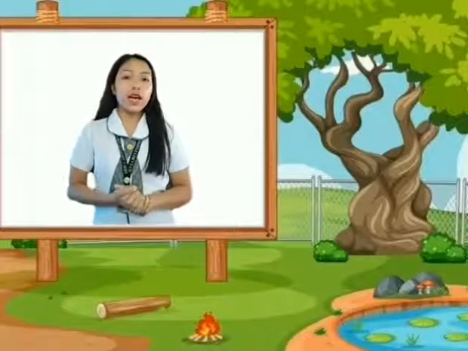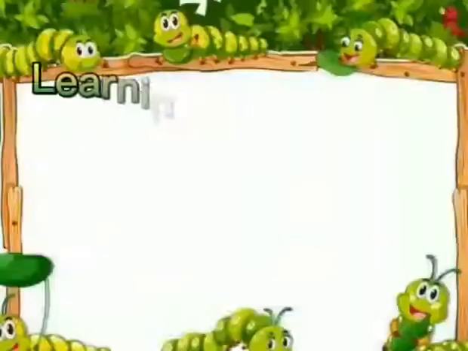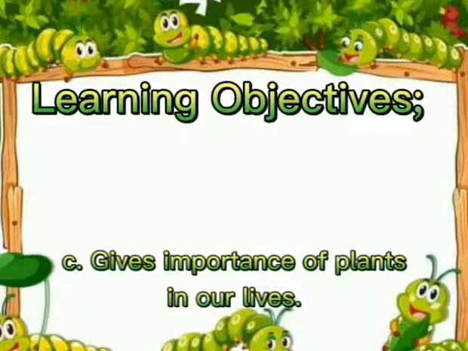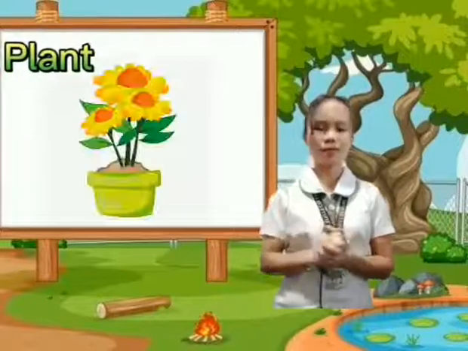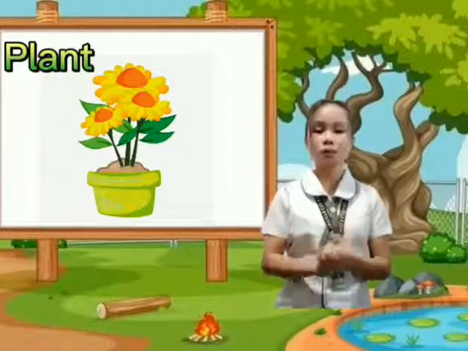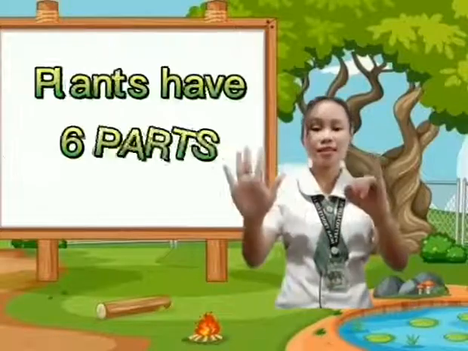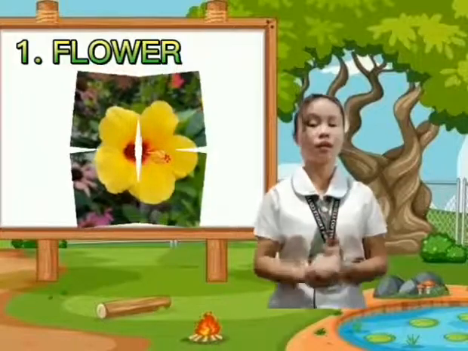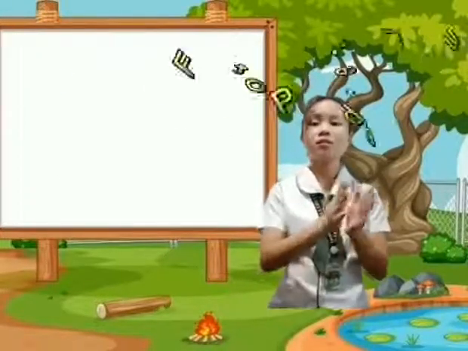Before we start, let us read the objectives of our lesson for today. Now, I have here a picture of a plant. Let us identify and describe its functions and their importance. In a plant, there are 6 parts. The first one is the flower. What is the function of a flower? The function of a flower is to produce seeds.